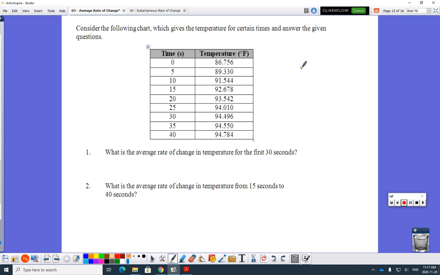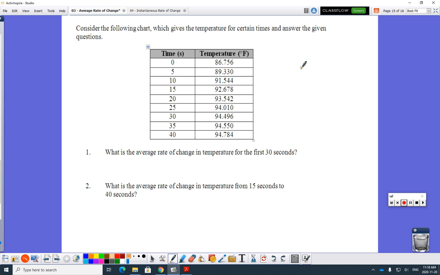So let's go to a situation that you might see in, say, a chemistry class or a biology class. Consider the following chart, which gives the temperature for certain times, and answer the given question. So some readings have been taken. At time 0 seconds, this was the temperature. Time 5, this is the temperature. Something was being heated up, and the temperature was recorded at all these different times. Very accurately, by the way, 94.550 degrees, like they have perfect temperature readings here. The question is, what is the average rate of change in temperature for the first 30 seconds?